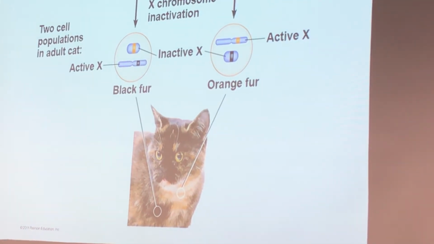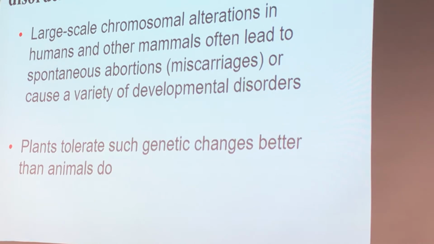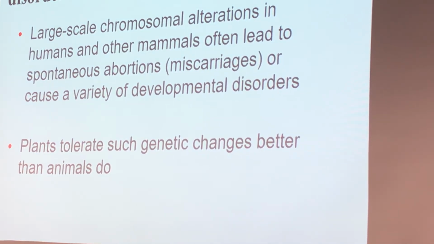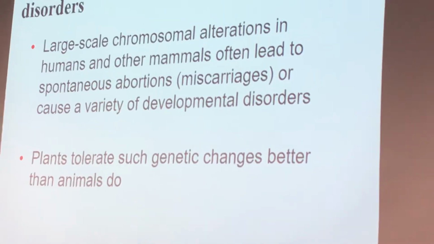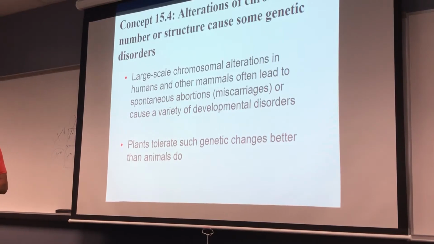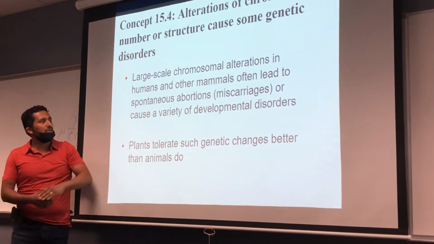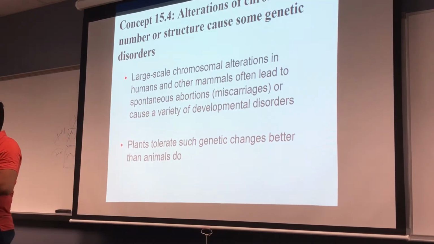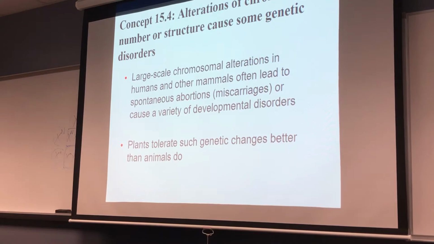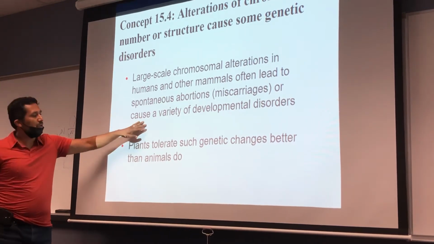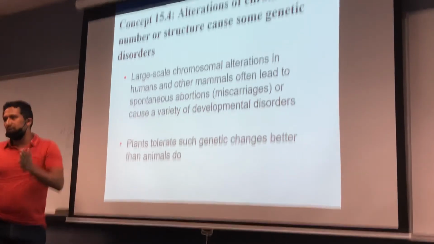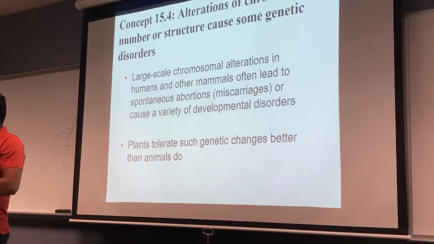X chromosome. One will be inactivated. Right, now going to this alteration of the chromosome number or structure caused by the genetic disorders. So you have these large-scale chromosomal alterations in humans, not in other mouse. They can lead to spontaneous abortions, miscarriages, and or cause a variety of development disorders based on these alterations on the chromosome number.